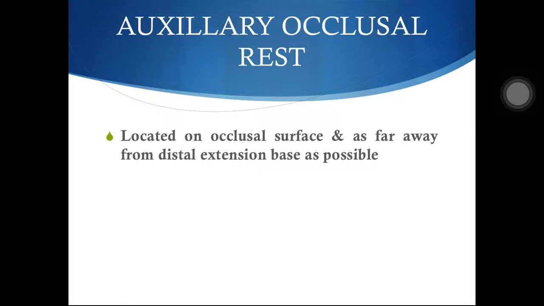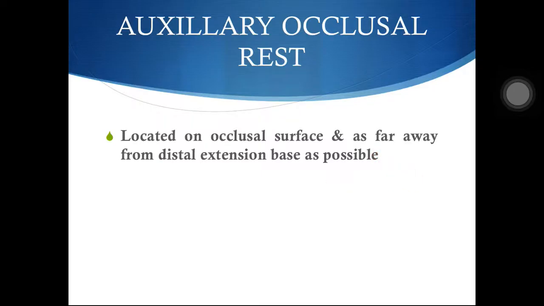The auxiliary occlusal rest is located on occlusal surface and is as far away from distal extension as possible. Most commonly, it is present on the occlusal surface of first premolars, because beyond the first premolars there will be canines, and on the canines the rest will be called the canine rest, or it will be called cingulum rest or the incisal rest, not the occlusal rest.